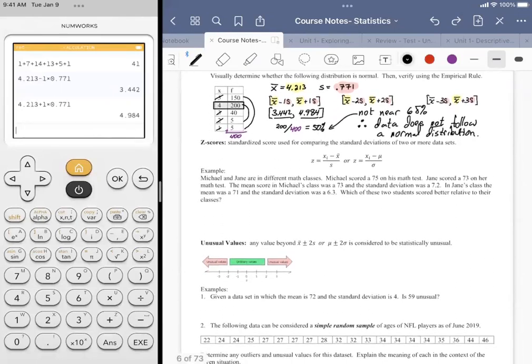Z is equal to x sub i minus x bar over s, right? Just talking about the structure of that a little bit. The x sub i represents any individual data point.